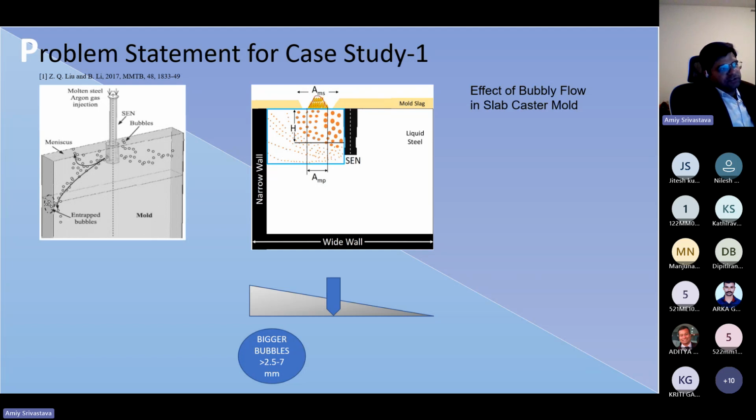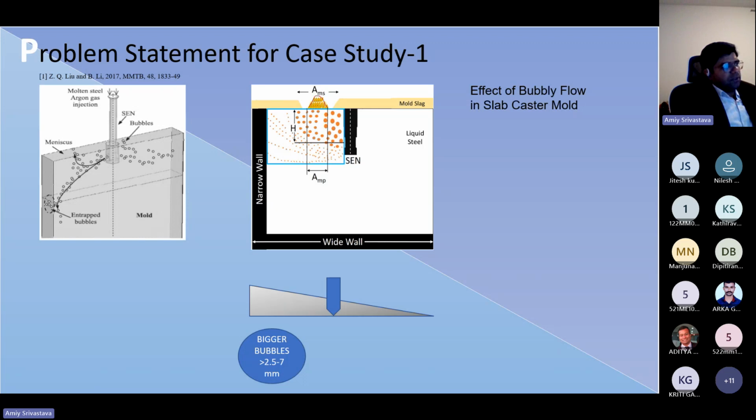So the case study one, which I was talking about, the bubble related phenomena. As I told you, argon gas is injected into the continuous casting mold in order to avoid SEN clogging. SEN clogging can be removed by argon injection, but at the same time, we produce different types of bubbles. Some bubbles can be very big, some can be very small. Bigger bubbles have sufficient buoyancy force, and they can be moved to the top of the mold slag layer, like here. They can be moved easily and removed from there, although when they are removed, they create an open eye.